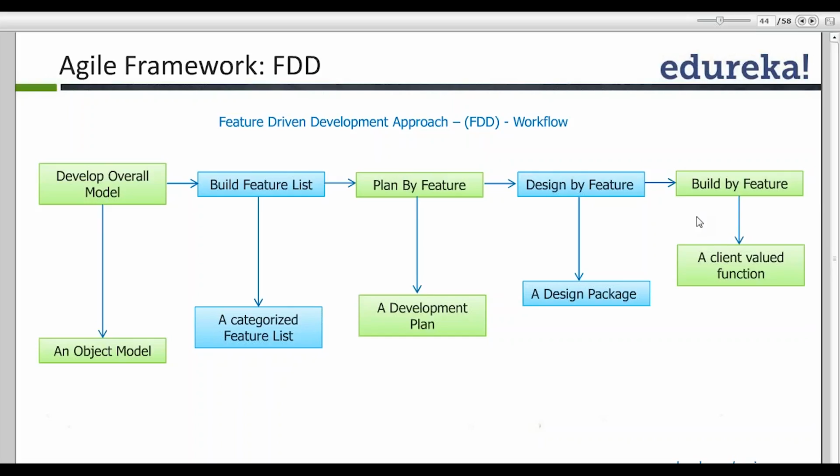So instead of capturing the entire requirement at one go, we actually develop it on a feature by feature basis. So this is developed on a feature by feature basis to come up with a featured value or to come up with a client valued function. So that is what is a part of our feature driven development.